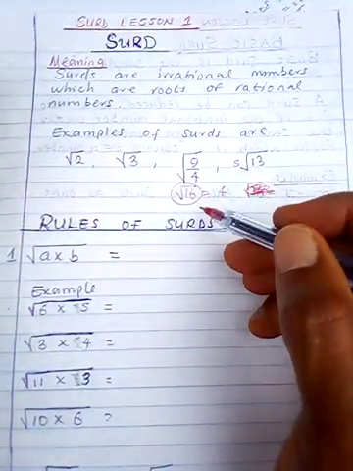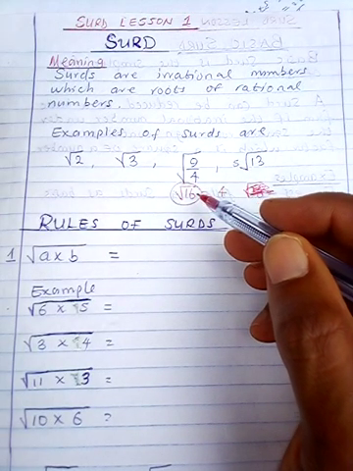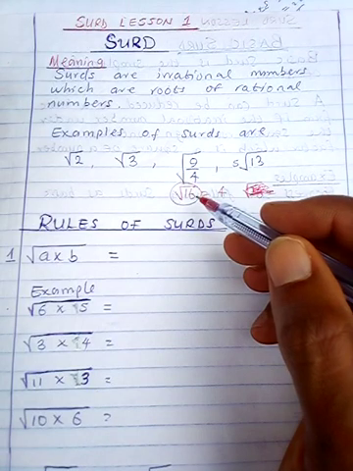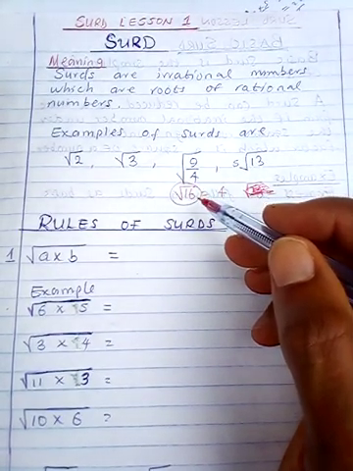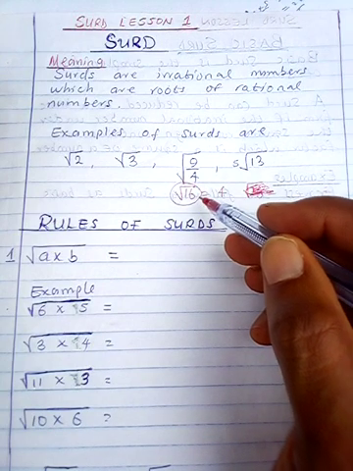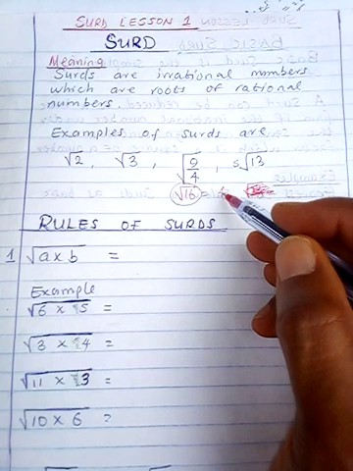But when you are dealing with perfect squares, like the root of 9, the root of 16, the root of 25, root of 36, 49, root of 64, root of 81, root of 100, they are not surds, because they are perfect squares, and they have answers that are rational numbers.